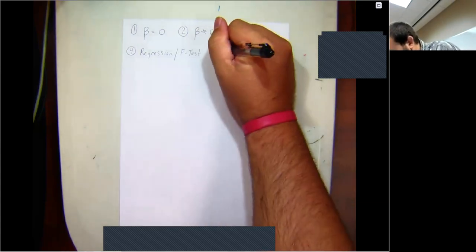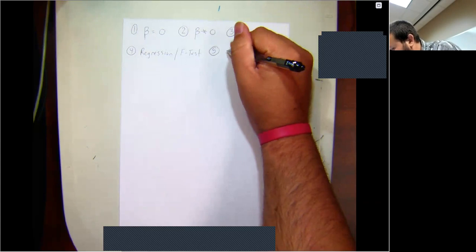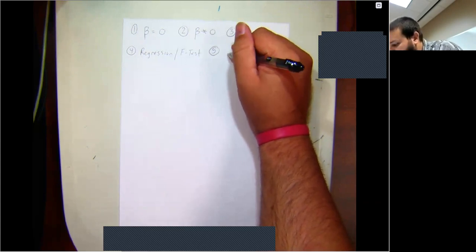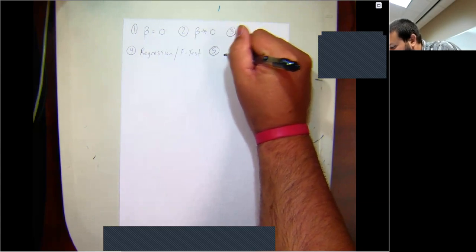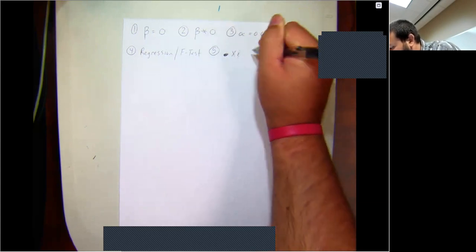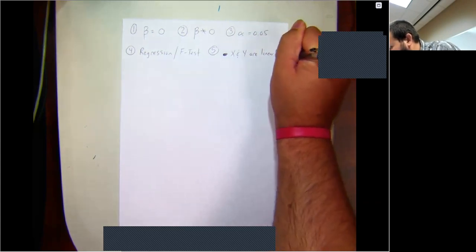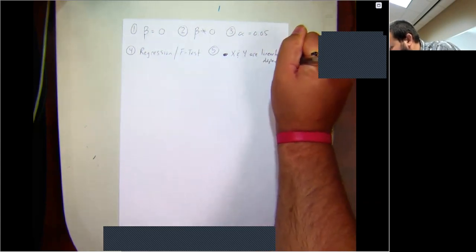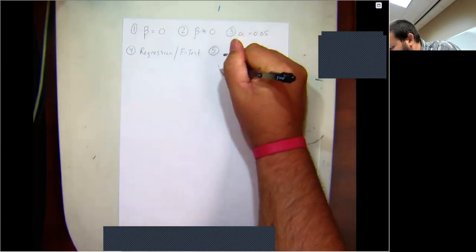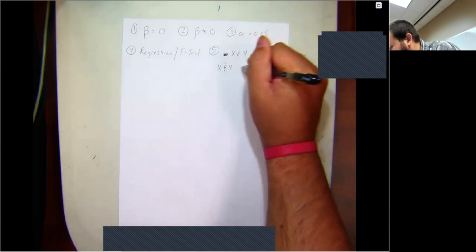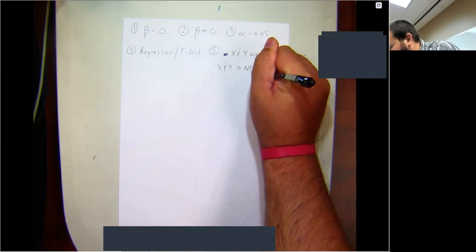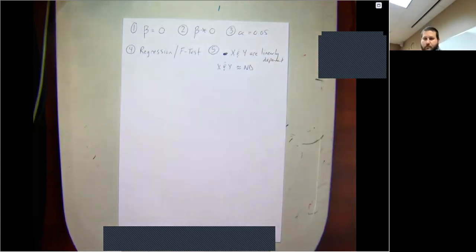The nice thing is that these assumptions for regression are the same as the assumptions that we're going to have for correlation. So X and Y are linearly dependent. And X and Y are approximately normally distributed. So there's our assumptions, same as correlation.